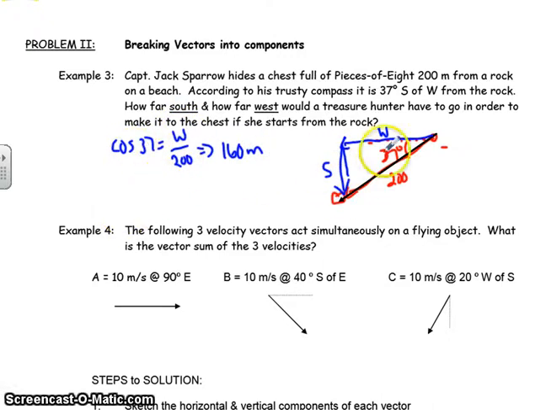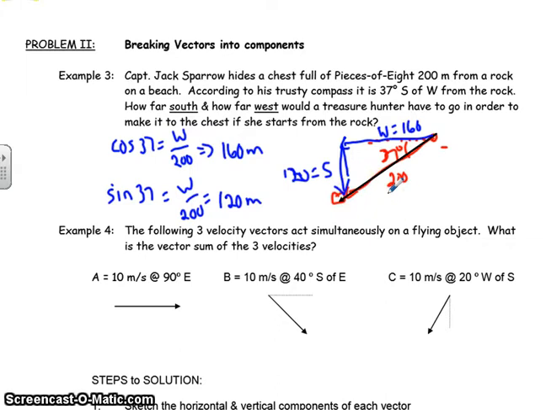And then the south component, which is the opposite side of that triangle, goes with the trig function sine. So I'd say the sine of 37 equals S divided by 200. And if I work that out, and you should work it out yourself, you will get 120 meters. And so what we're basically saying is, if this is 160 and this is 120, then the vector sum of 160 and 120 is 200. Now, we're not going to just add them and say 280. We have to do the Pythagorean theorem, and if you work that out, you'll see that it's 200.